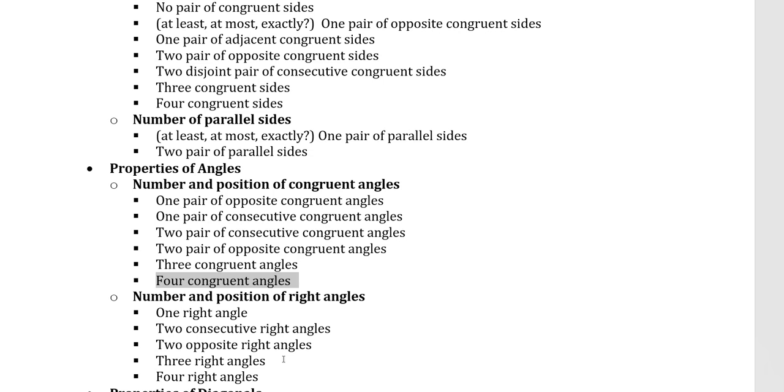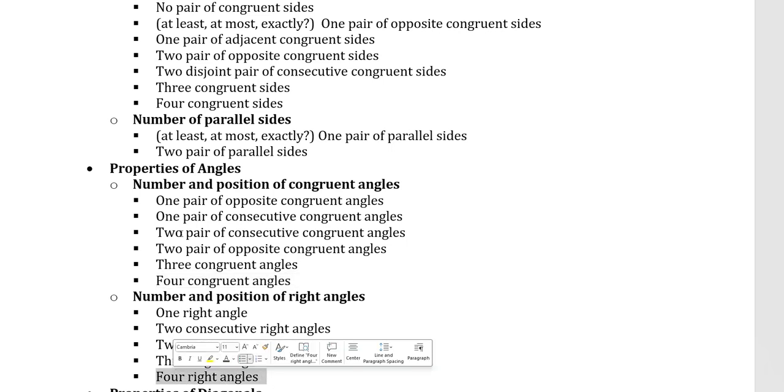The number and position of right angles. Could have one right angle, two consecutive right angles, two opposite right angles, three right angles, four right angles. Four right angles is once again a rectangle. So maybe some of these classes are identical, or they overlap.